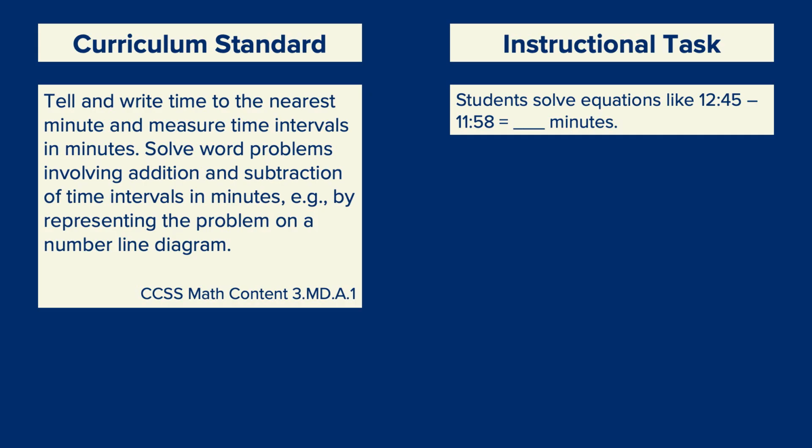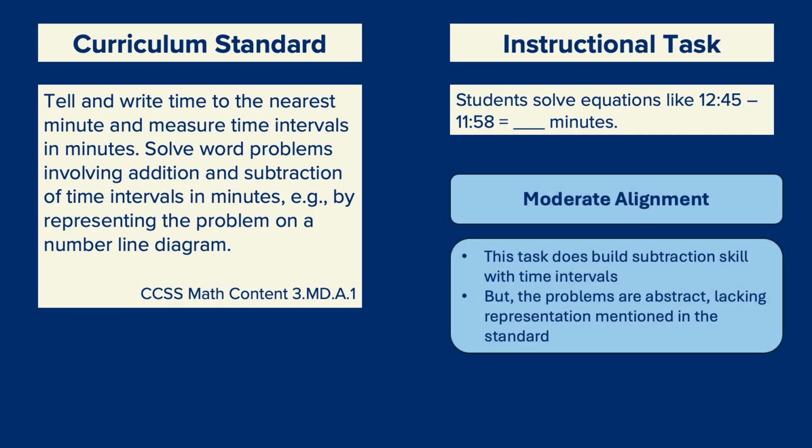We're not representing the problem on a number line diagram or plotting it out that way. So there's several components missing. And for that reason, I might say this is moderately aligned. It might even be weakly aligned. I have moderate alignment on the screen. But in any case, what I'm seeing is that there are those components missing, and we could probably do more to fully meet the standard.